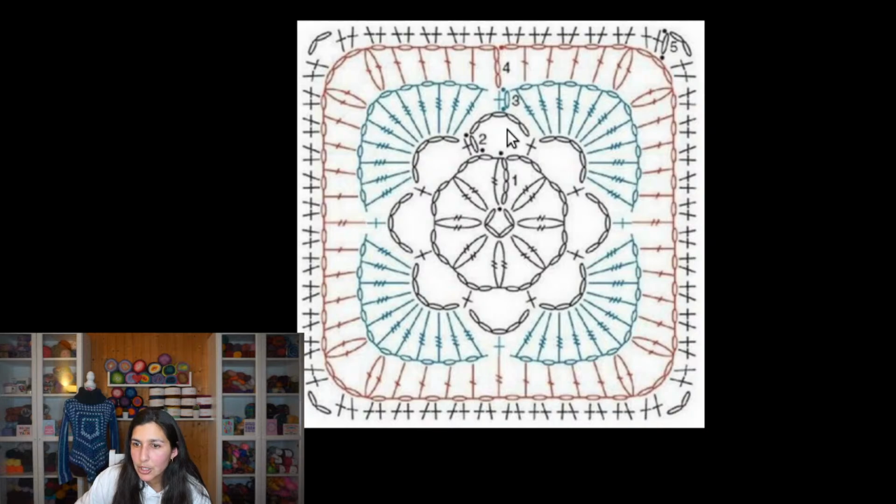Could you slip stitch to the left from 4 to 5 and get the same result? Oh, yes, definitely. Yes, you could. Debbie, you definitely could. Going to the first corner on the left. Yes, you could. You would get exactly the same result.